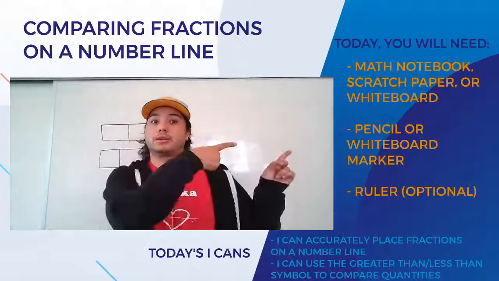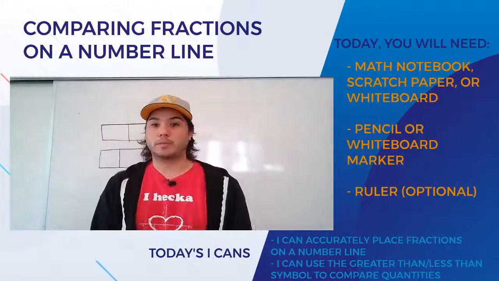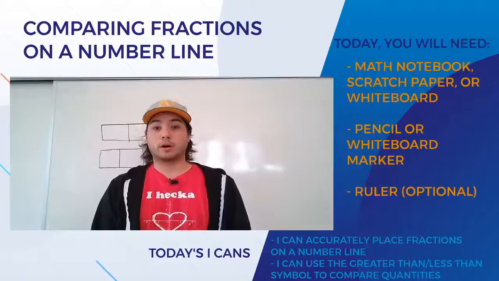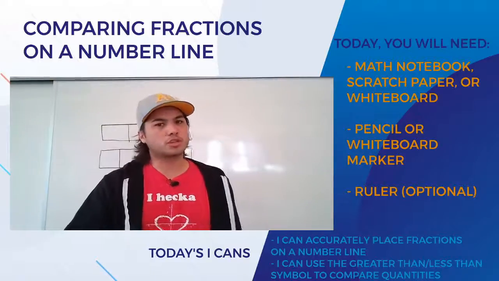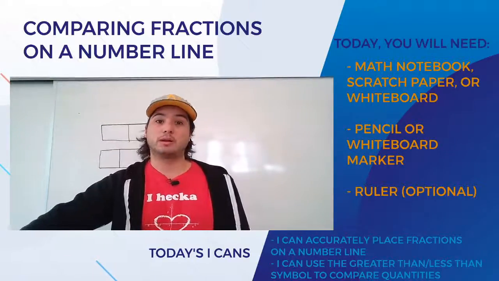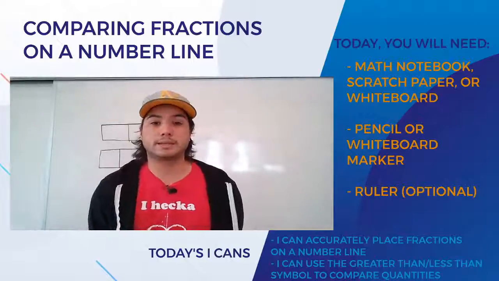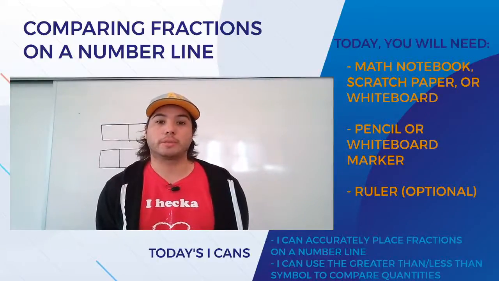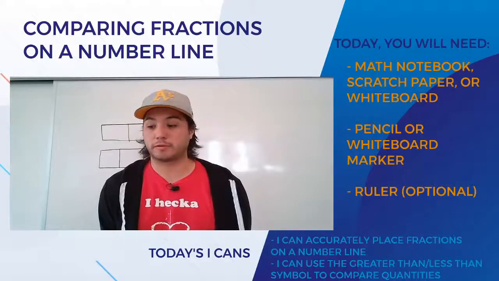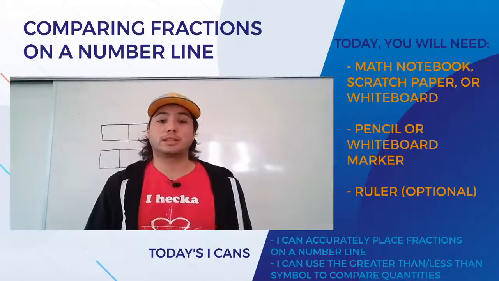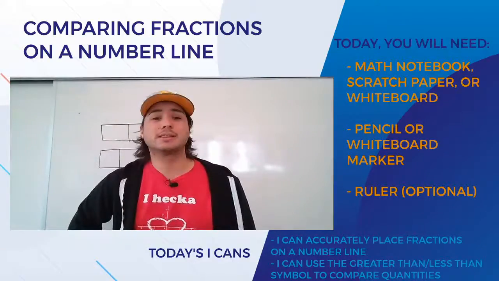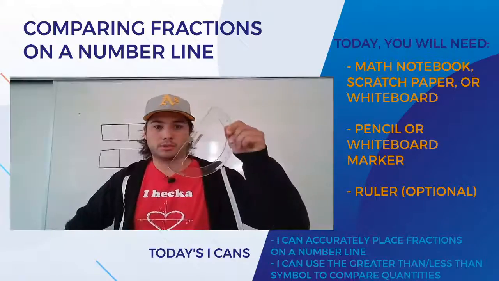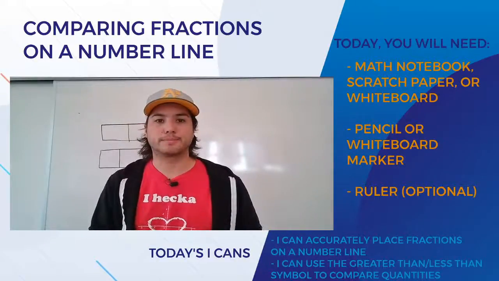Here are the things that you're going to need: math notebook, scratch paper, whiteboard, pencil or whiteboard marker, some sort of ruler or straight edge optional. We are going to be creating number lines today for those of you with whiteboards and notebooks and scratch paper in front of you. So some sort of straight edge to draw straight lines might be helpful, but not required. I'm using the straight part of this protractor today.